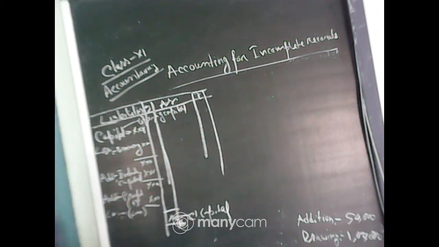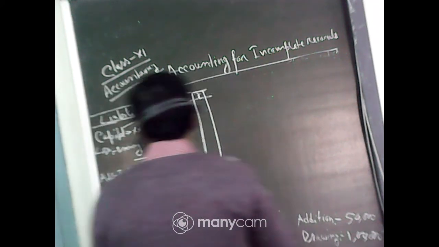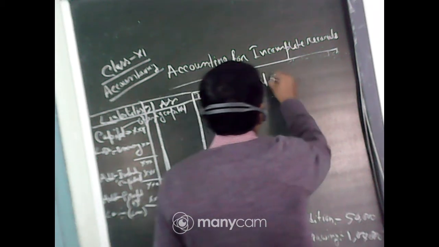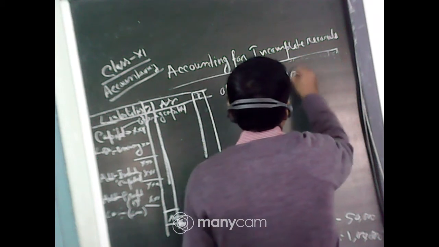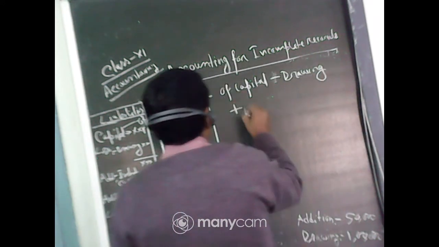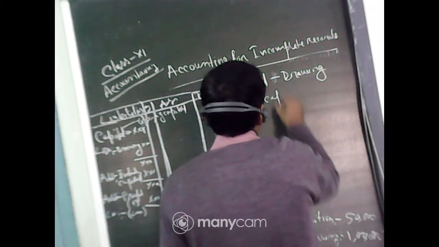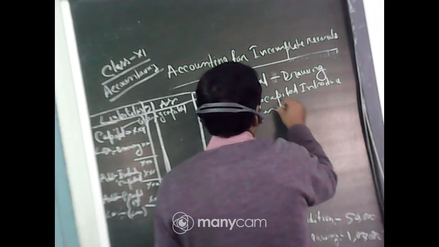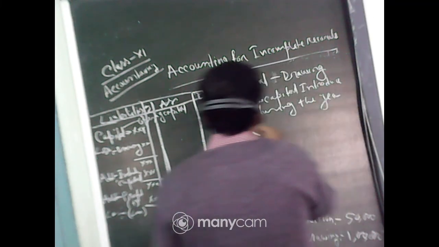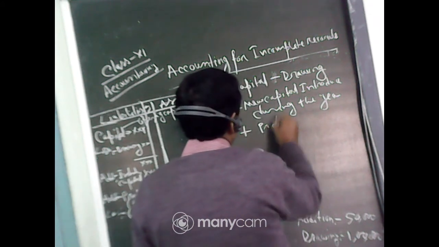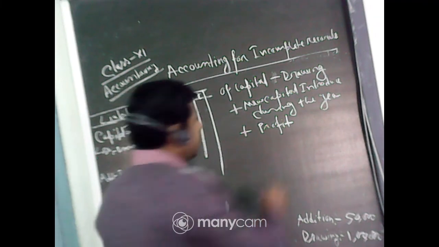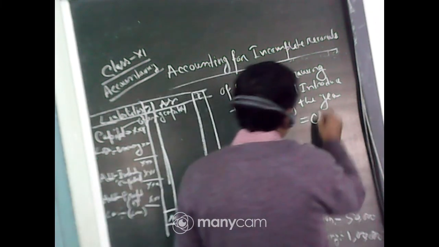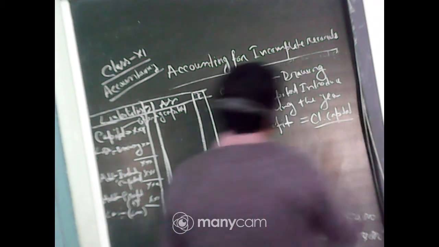Okay. Now if we figure it in a mathematical way, what will happen? That will be the opening capital, plus, sorry, minus drawing, plus new capital introduced during the year, plus any profit. That is the profit we got from the profit and loss account, or loss we also got from the profit and loss account. We are actually assuming the profit here. If you lost, that will be the minus. So from that we got the closing capital. That is the mathematical way we can set to come to the closing capital.